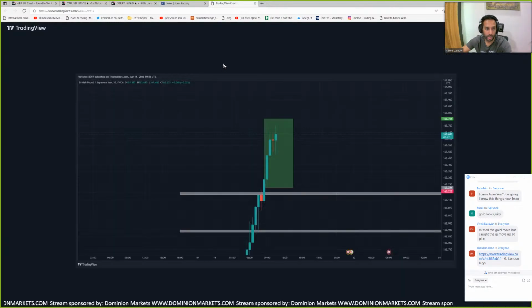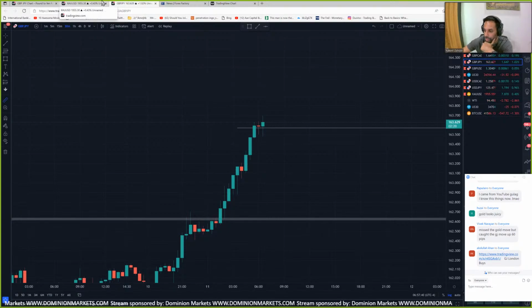This is by Abdullah Khan. Buys. Oh, we broke the high. Seems like you took an impulse entry and price moved up. Very nice. Do you prefer candle closing or waiting for the candle to close? I prefer both. So you should know the difference between impulse entries and waiting for the candles to close.